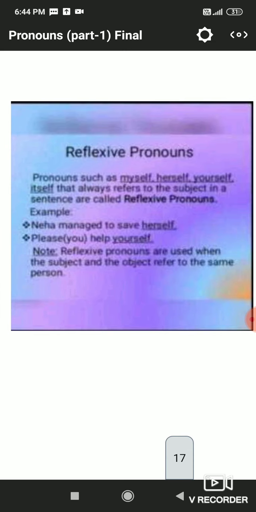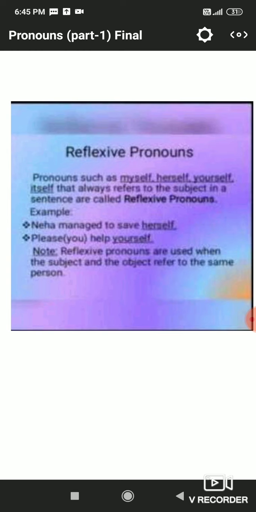Next kind is reflexive pronoun. Pronouns such as myself, herself, yourself, itself that refer to the subject in a sentence are called reflexive pronoun. But keep in mind, reflexive pronouns are never used alone. Like you will not say myself Ramita. You will say I am Ramita. So here it will always be used with personal pronoun.